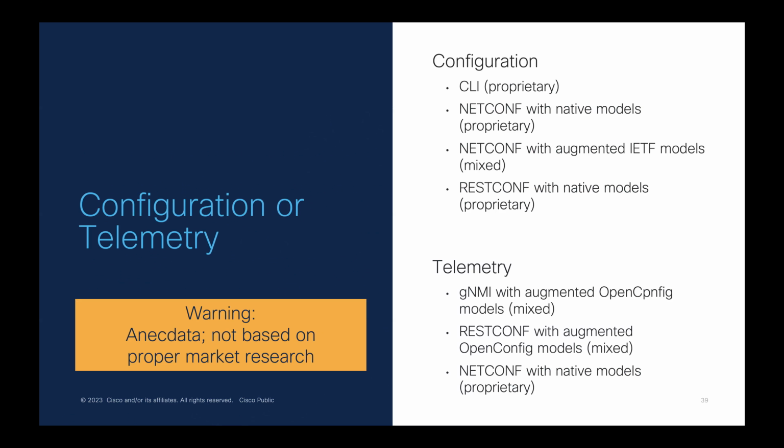All right, so what models are used in practice? First of all, you should note that this data is not based on proper market research. It's from our limited vantage point of people automating networks using NSO. For provisioning, CLI still dominates. And after CLI, we see NetConf with proprietary models, followed by NetConf using augmented and deviated standard models, and we also see some RESTCONF with native models.